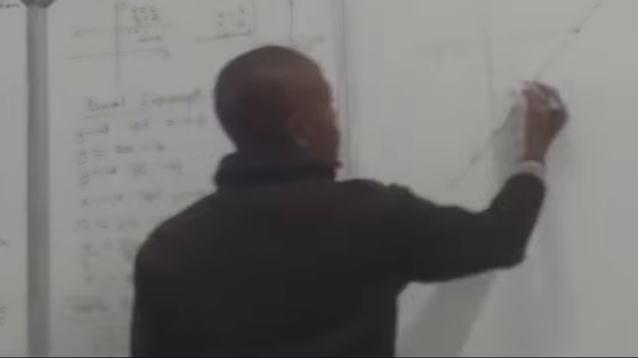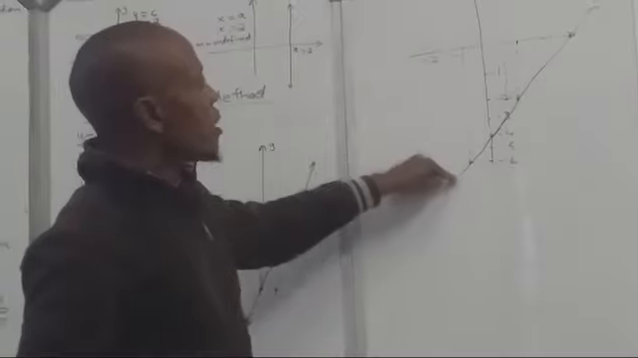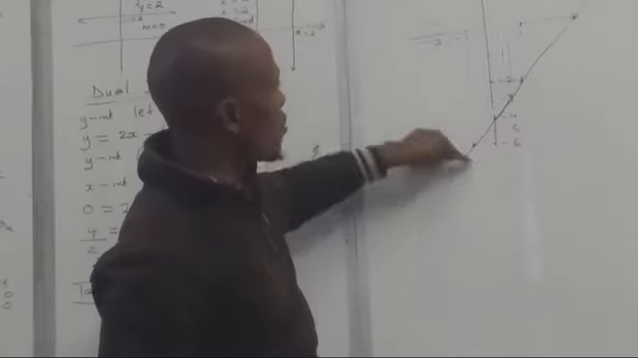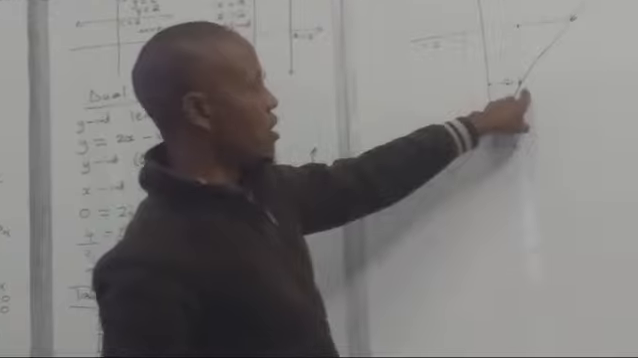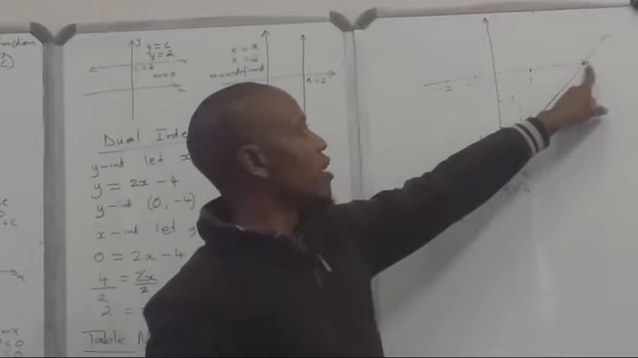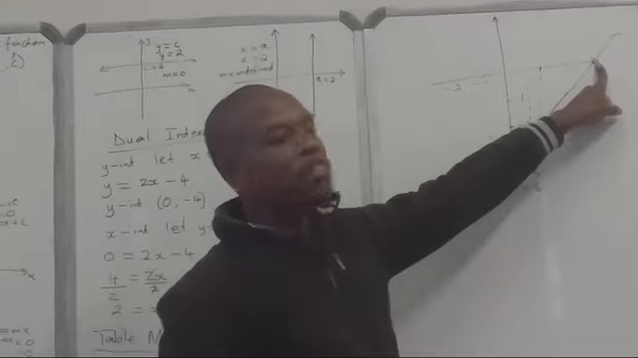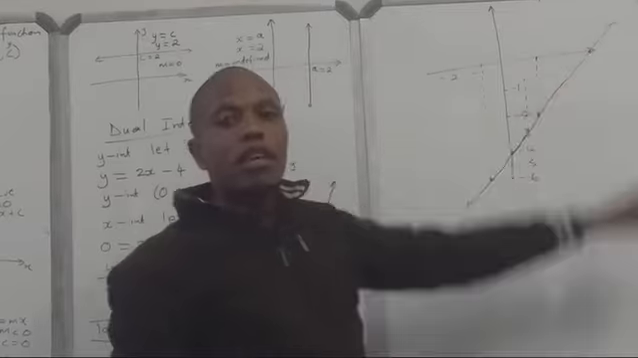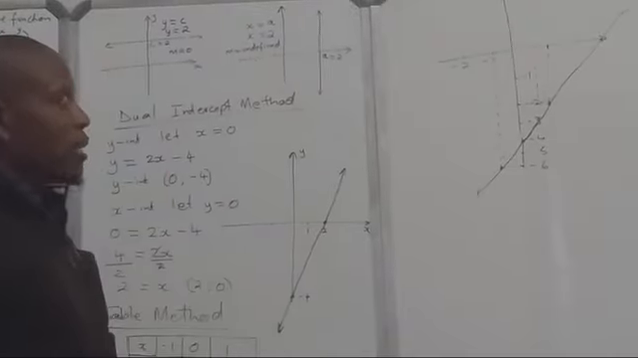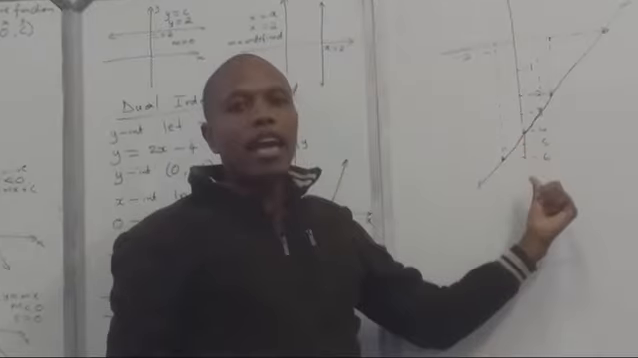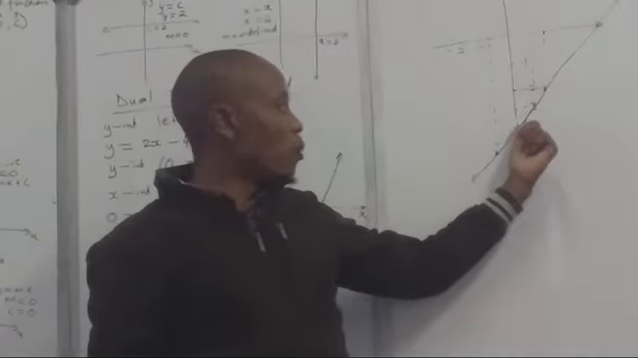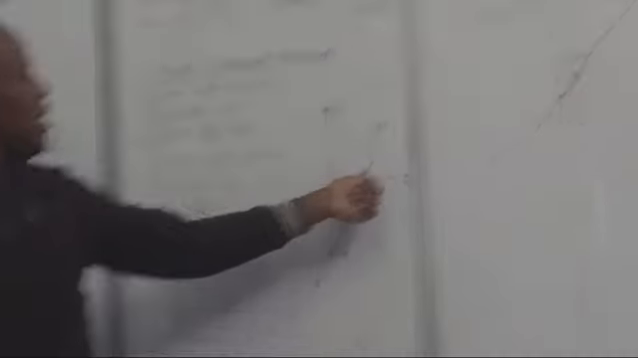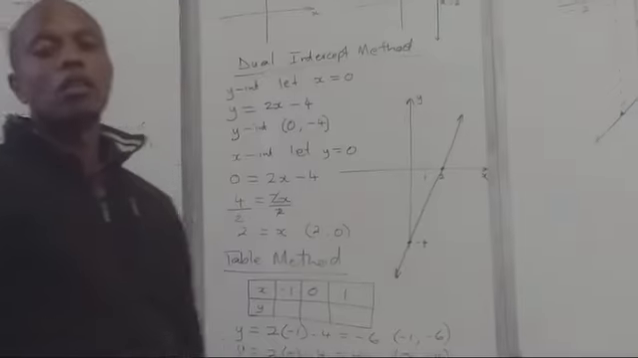Now, note something. We've given ourselves negative 1, 0, and a positive 1. We did not give ourselves the point that gives us the x-intercept. Alright, so this is the disadvantage of the table method. It may not give you both the y-intercept and the x-intercept. But with the dual-intercept method, it gives you exactly what you want.